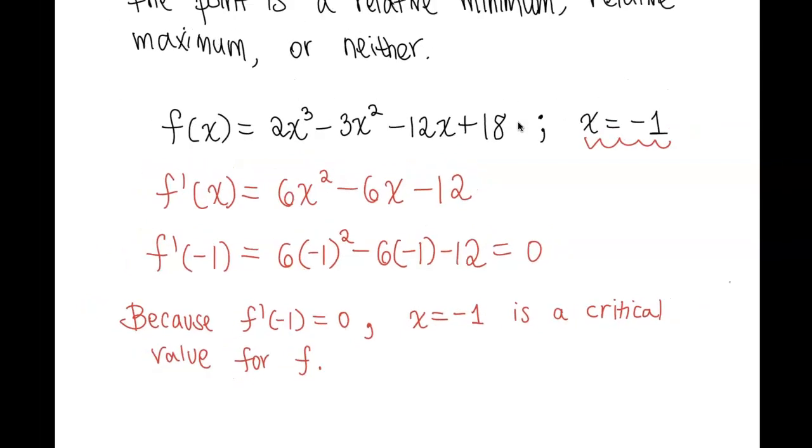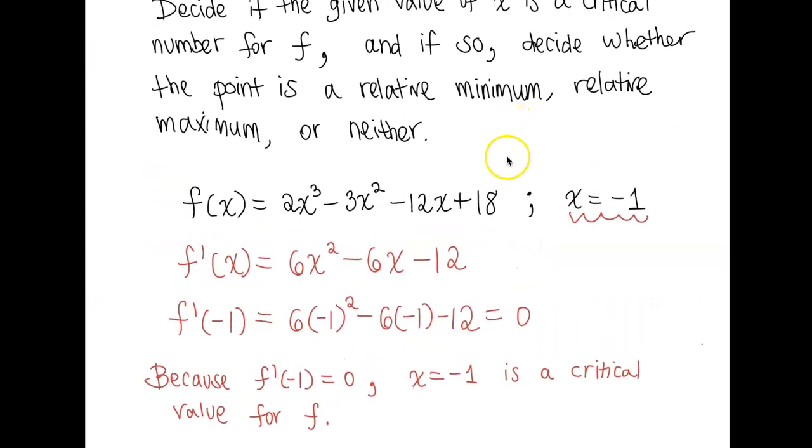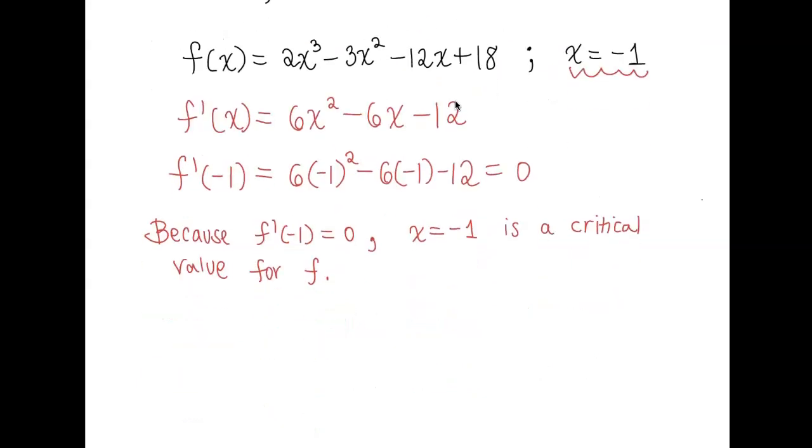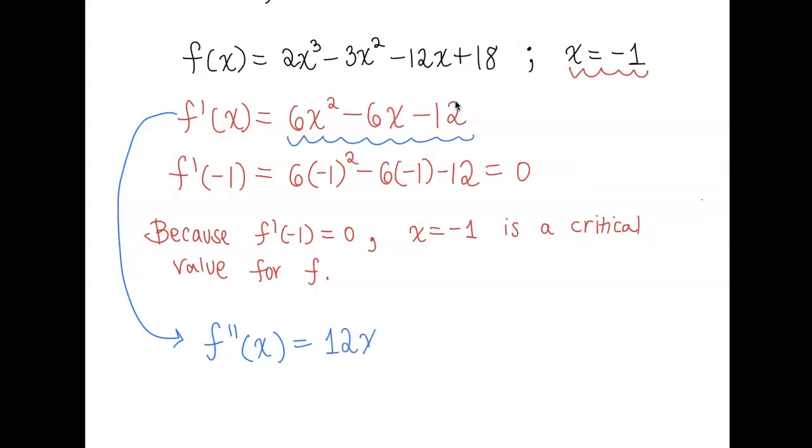Okay, so did I answer the question completely? No, probably not. So it said, if so, decide whether the point is a relative minimum, relative maximum, or neither. I'm going to use the second derivative test to confirm that. So take the second derivative. Find f double prime of x by taking the derivative of the first derivative. Okay, so I'm going to have 12x minus 6.